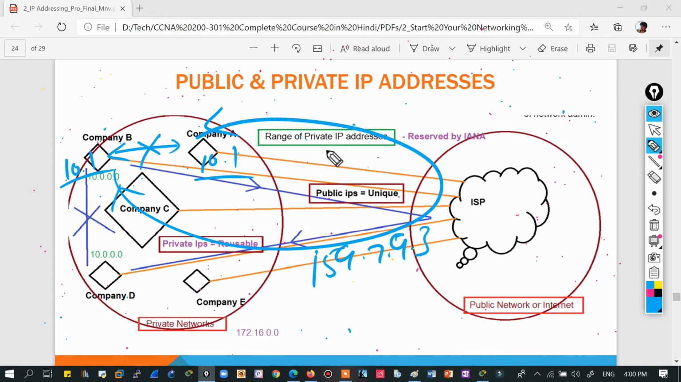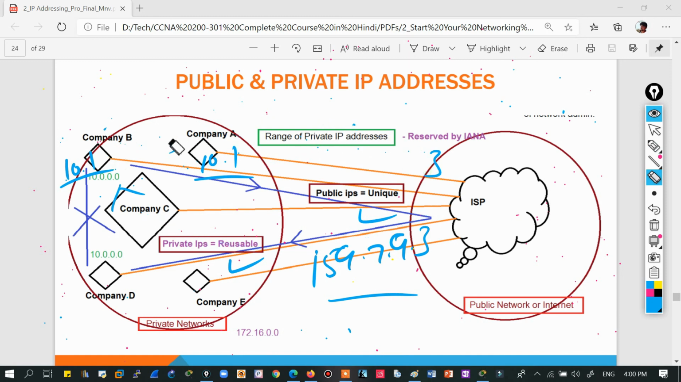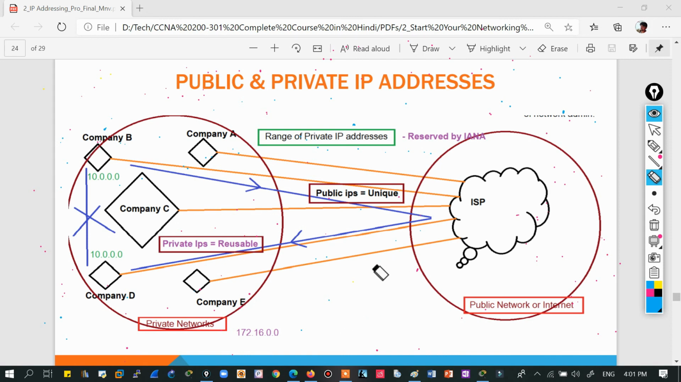this is a unique IP, maybe 159.7.9.3, and again here 163.11.191.13. So these are unique IP addresses. Public IPs are unique and private IPs are reusable. This is the concept that IANA used so that IP addressing wastage can be stopped. I hope this concept is clear to you: what is a public IP and what is a private IP.